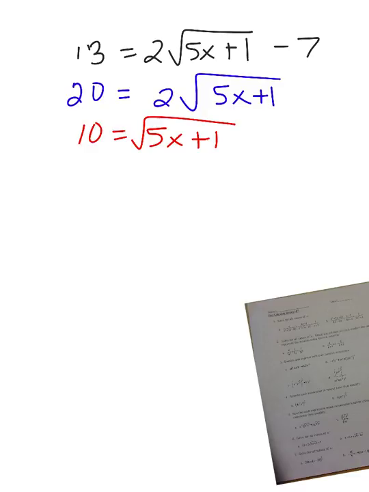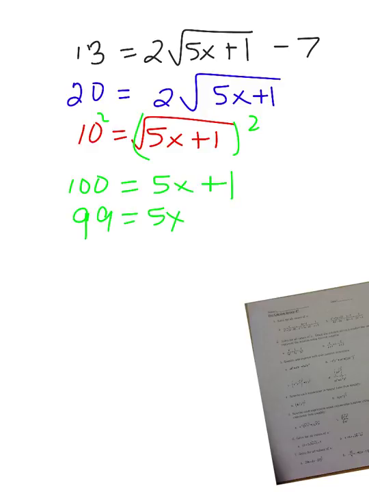To get rid of the square root, you're going to square both sides. So I get 100 equals 5x plus 1. 99 equals 5x. x is equal to 99/5. So you do have to check them.